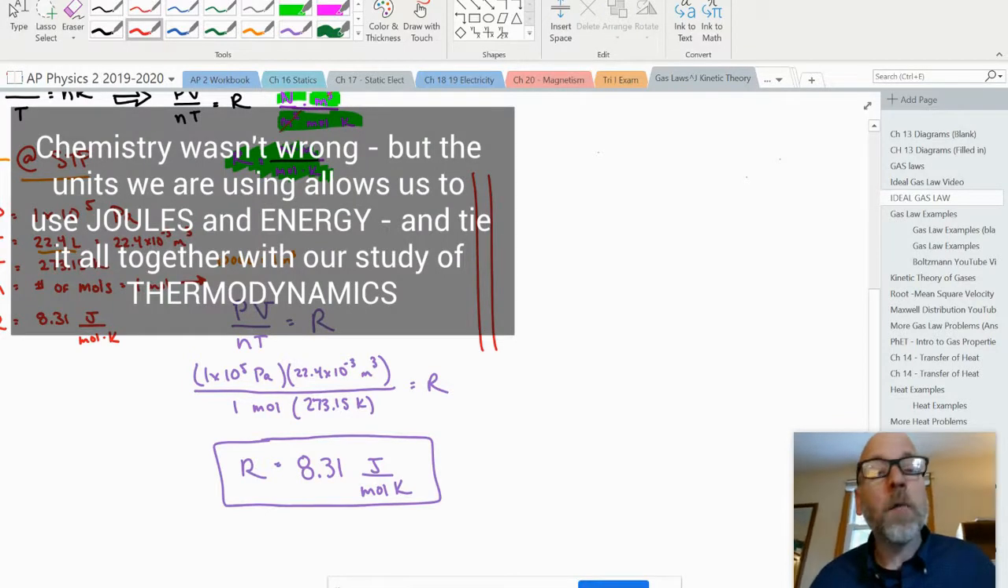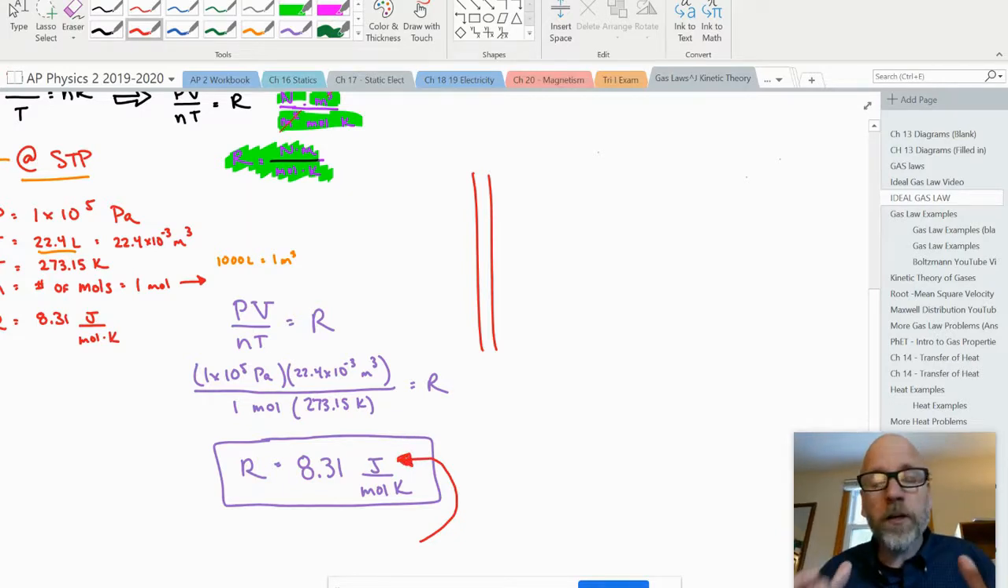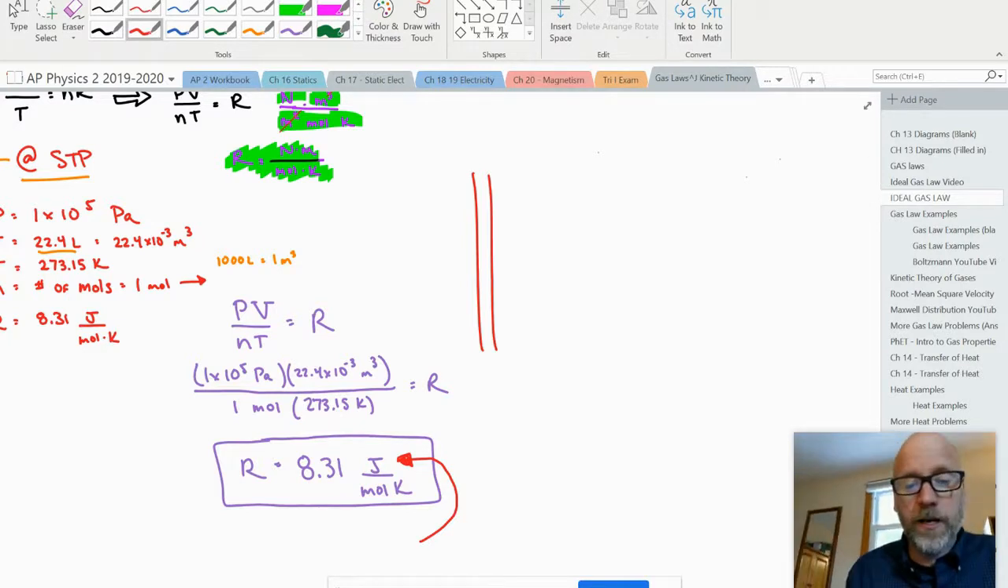Now, I make a big deal about this because in chemistry class, you used different units. Were they wrong? No, they weren't. But you weren't dealing with joules. And when we start doing thermodynamics and the study of heat flow, one of the things we're going to look at is conversion of energy. And we measure that in joules. So we're going to use these units that are given.